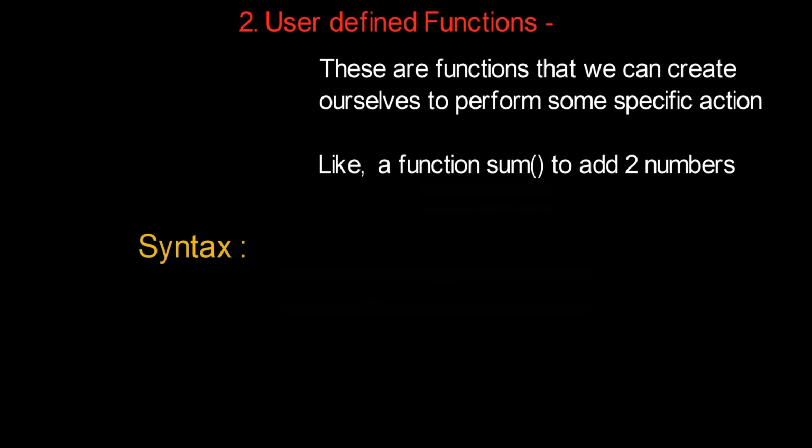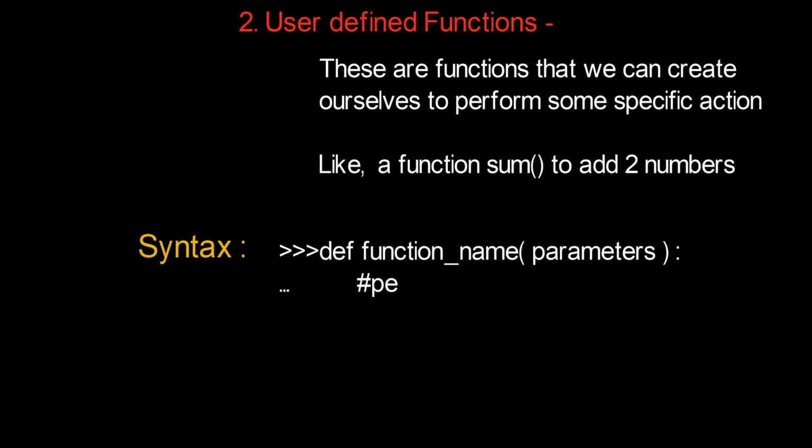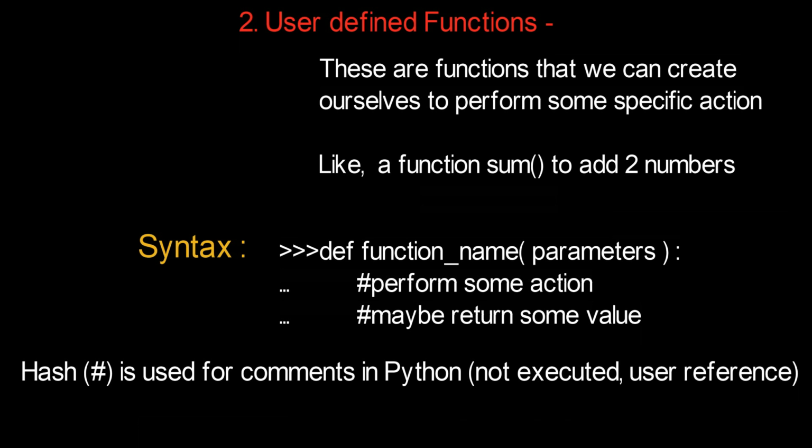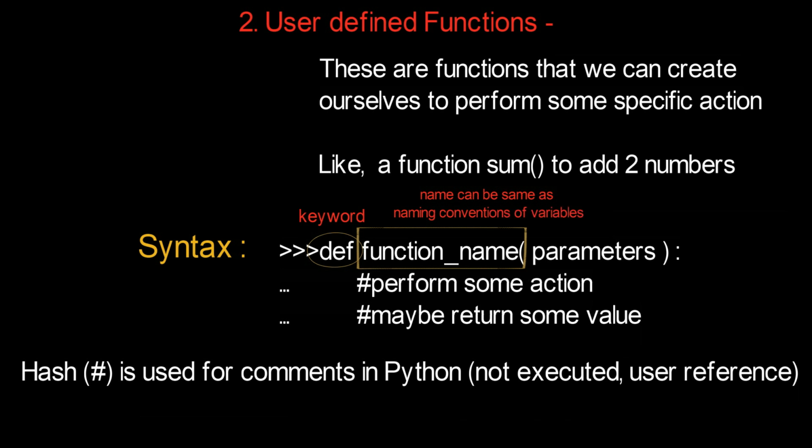The basic syntax of creating a function is def, space, function name, bracket, parameters, and then a colon. Then we can perform some action and maybe return some value. Hash is used for comments in Python, which will not be executed but are used for user reference. So let's break it down. Def is a keyword which is used to define a function. The name of a function can be the same as that of a variable, but they have parentheses at their ends. All functions have an open and closed bracket at their end. We can pass some values or parameters or arguments in the function which can be used in it. Then we perform the action and return some value if it is required.